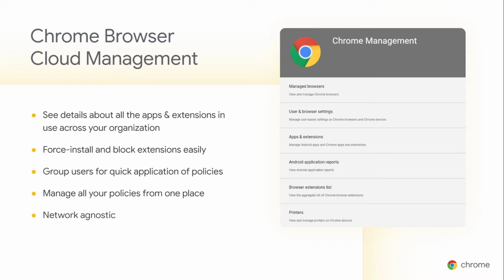Chrome Browser Cloud Management is network agnostic, enabling you to deploy policies on corporate or public networks. And it gives administrators immediate access to information about which policies are in place, which browser versions, extensions, and apps their end users have installed, and more, all in one clear, easy to use admin console.